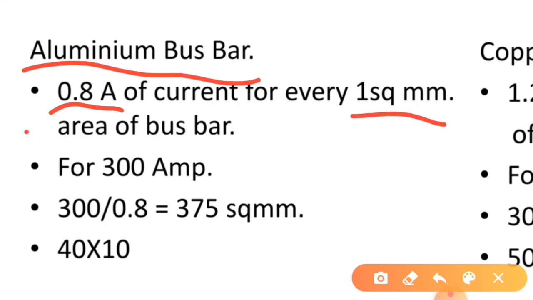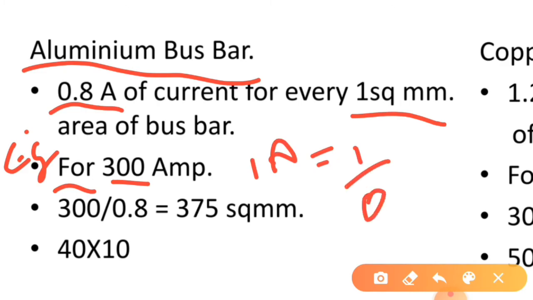It means if our current is 0.8 ampere, then we will require 1 square mm of busbar. Okay, let us understand this with an example. Like if our current is 300 ampere, or we want to design an aluminium busbar for 300 ampere. Now you know the thumb rule that for 0.8 ampere we require 1 square mm, or we can say for 1 ampere we will require 1 by 0.8 square mm of this busbar. So we can do easy calculations here. For 300 ampere we will require 300 by 0.8 square mm of area, which comes out to 375 square mm.